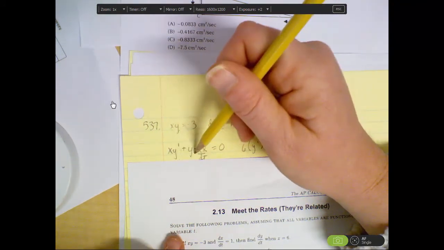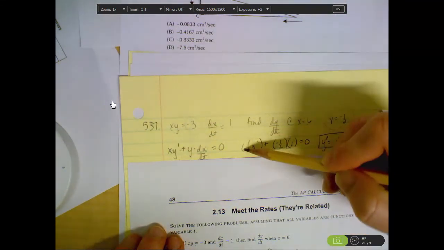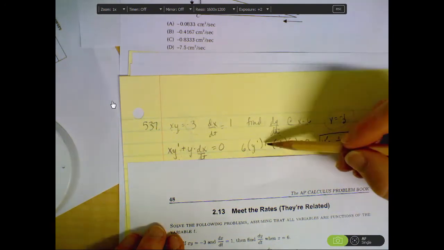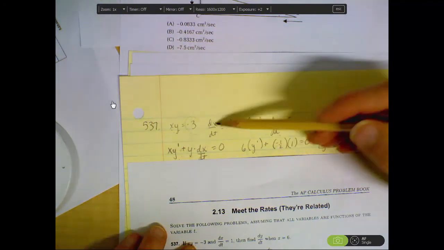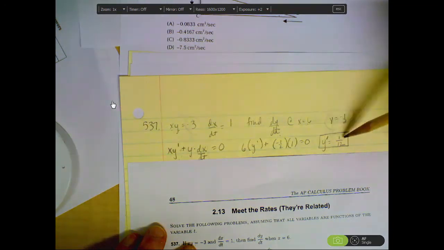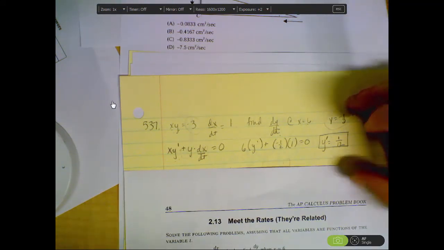So now we're going to plug in everything we know. We know at this particular moment in time, x is 6. We're looking for dy/dt, so we're leaving that as y prime. Plus, we know that y right now is -1/2, and we know that dx/dt is 1, and we know that it equals 0. Solve for y prime, and you get 1/12. That's how you do 537.